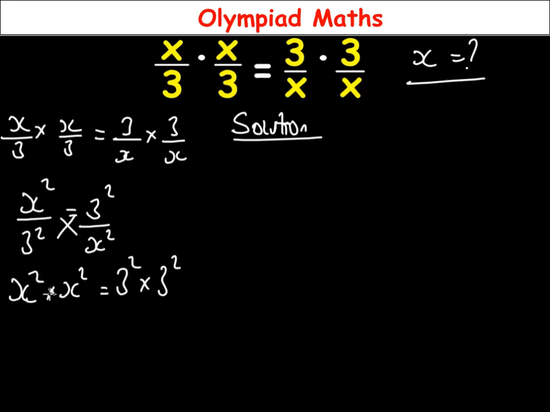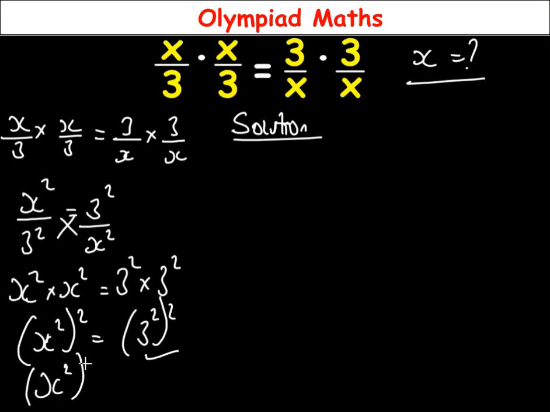At this junction, this can be written as x raised to power 2, all to the power of 2, is equal to 3 raised to power 2, all to the power of 2. So with this, move this to this side of the equation. You're going to have x squared to the power of 2 minus 3 raised to power 2, all to the power of 2, is then equal to 0.